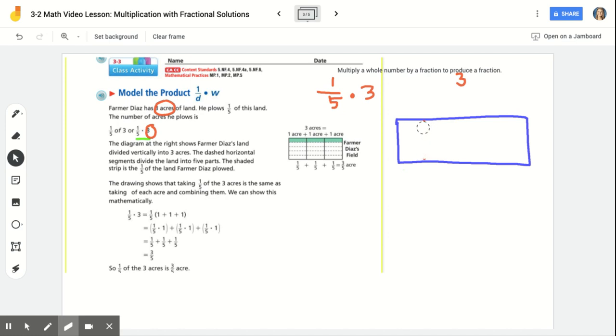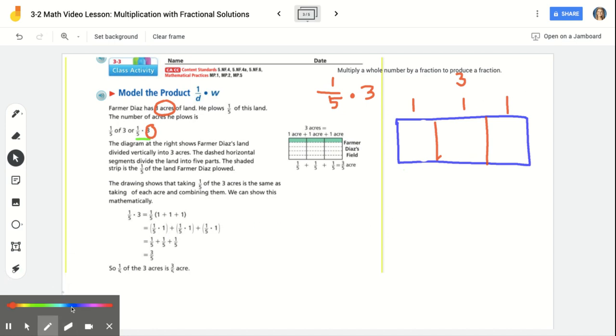So we're going to break it up into 3 parts, each part representing one whole. So one whole here. This is going to be 1 acre, one whole here and one whole there, 1 acre each. So what I'd like you to do is just draw 1, 1, 1 to represent 1 acre each.